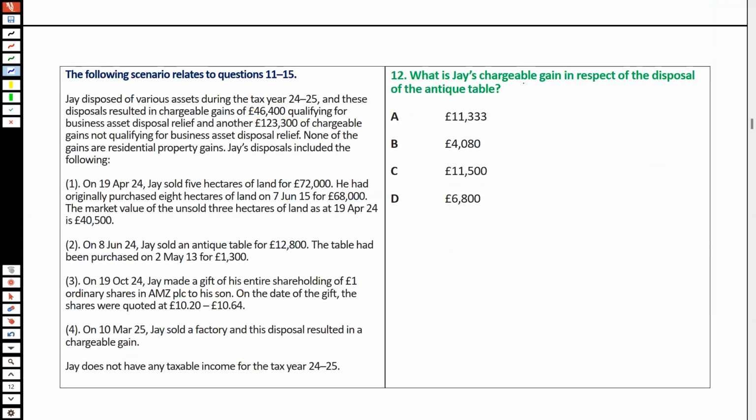What is J's chargeable gain in respect of disposal of antique table? Antique table. It is tangible movable. Useful life, more than 50 or less than 50? Since the word is antique, I can tell the useful life is more than 50, right?